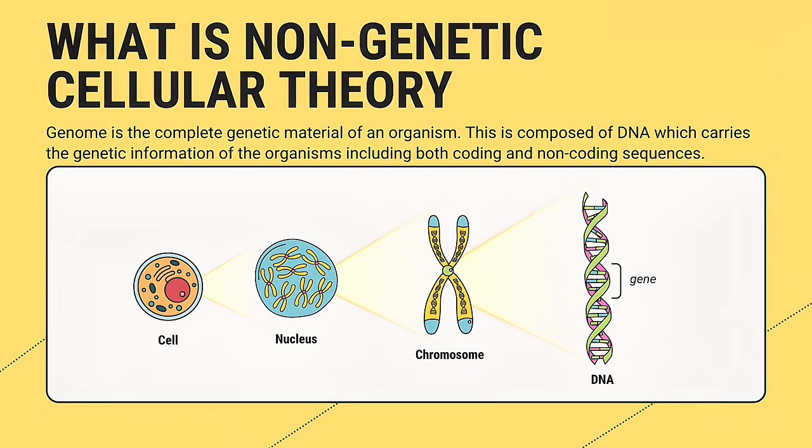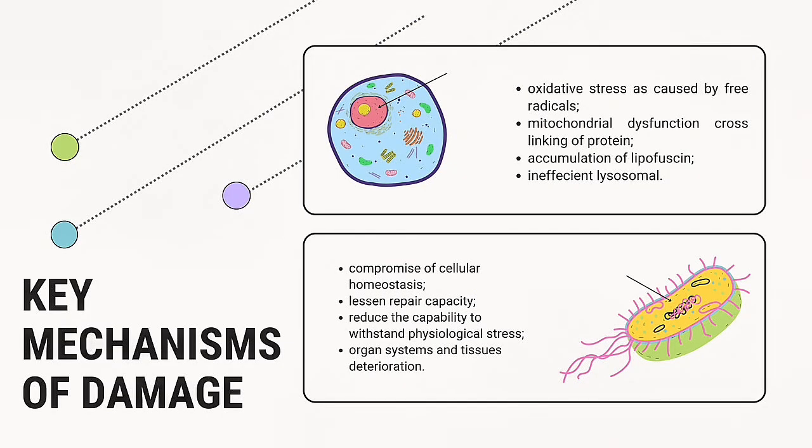The non-genetic cellular theory of aging explains that the decline in cellular function results from molecular and structural damage rather than from direct alterations to the genetic code. It focuses on how factors like oxidative stress, environmental exposure, and metabolic activity can gradually impair the cell structure and function, ultimately affecting tissues and organs. Let's break down the key cellular processes involved.